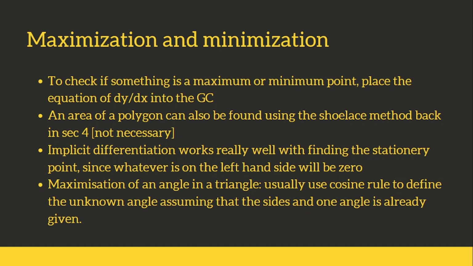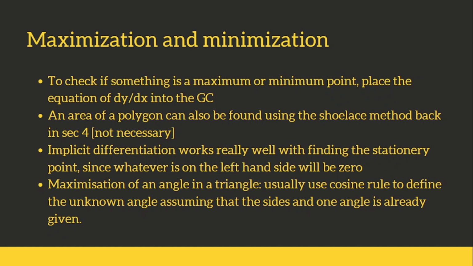And the area of a polygon can also be found using the shoelace method that we learned back in Set 4, although that is not necessary and most questions usually don't require you to do it, but if you somehow remember it at the back of your head, you can always use this as a last resort method as well. And implicit differentiation works really well with finding the stationary point, since whatever is left on the left hand side will usually be equal to 0.